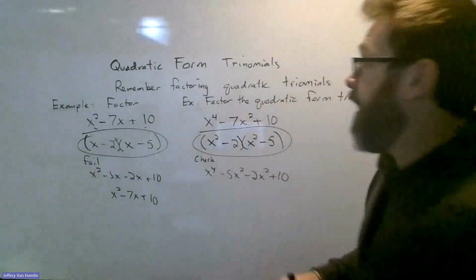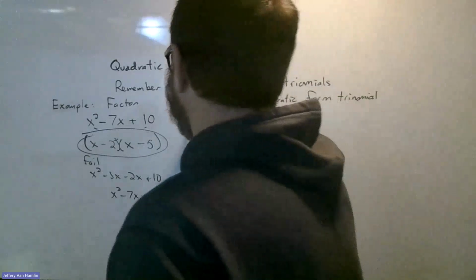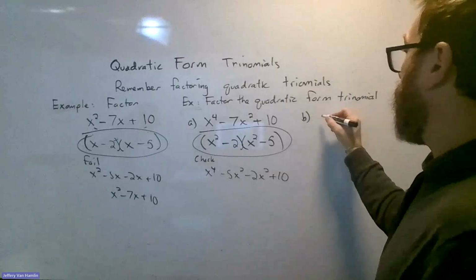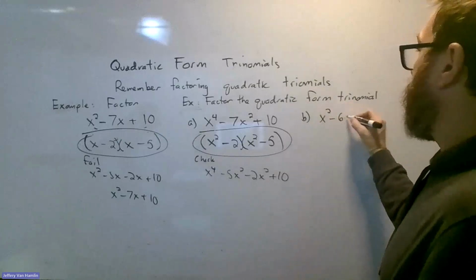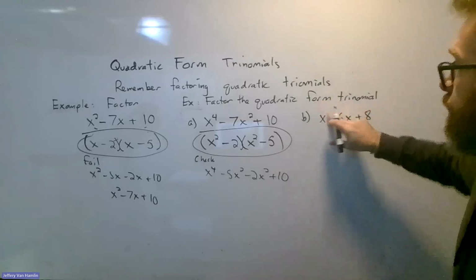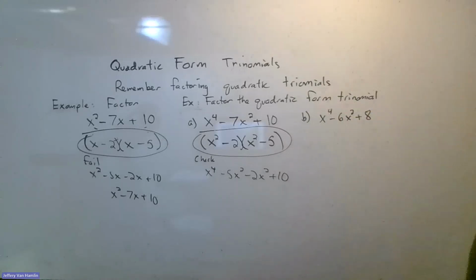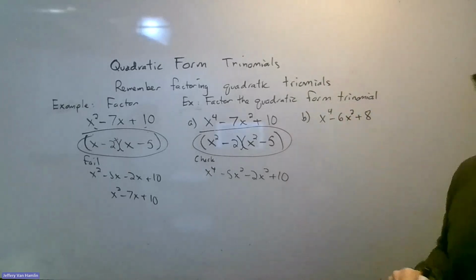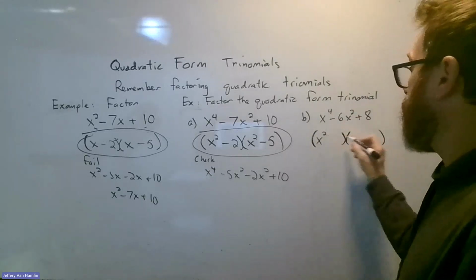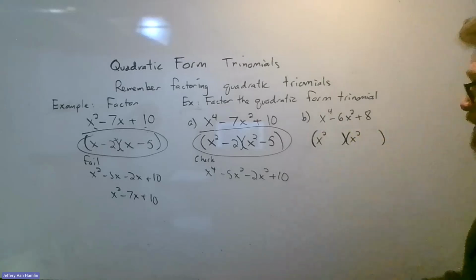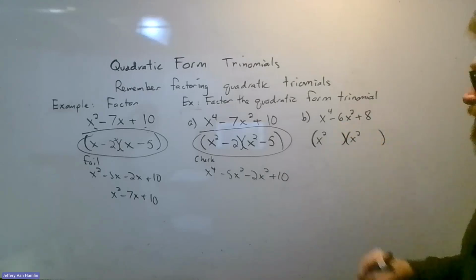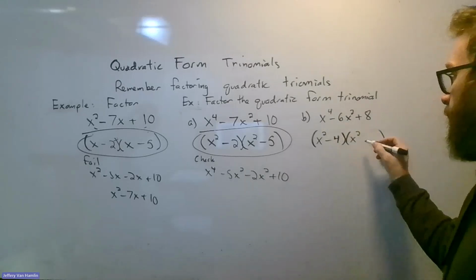Now, sometimes these things factor further. So let's call this example A. Let's do an example B. Let's do something similar with fourth degree. So what if I have x to the fourth minus 6x squared plus 8? Again, I know it's quadratic form because that power is twice that power. That means I can factor this into two binomials where the first is going to be x squared and x squared. That's going to multiply to x to the fourth. And I need two things that multiply to positive 8, but add to negative 6. We can see that this is going to be a minus 4 and then a minus 2.